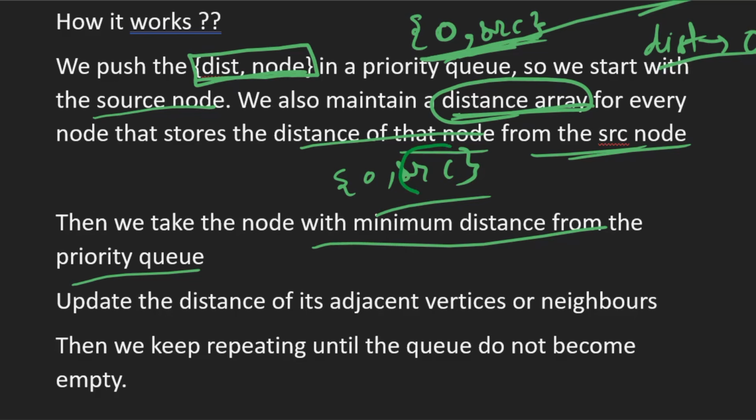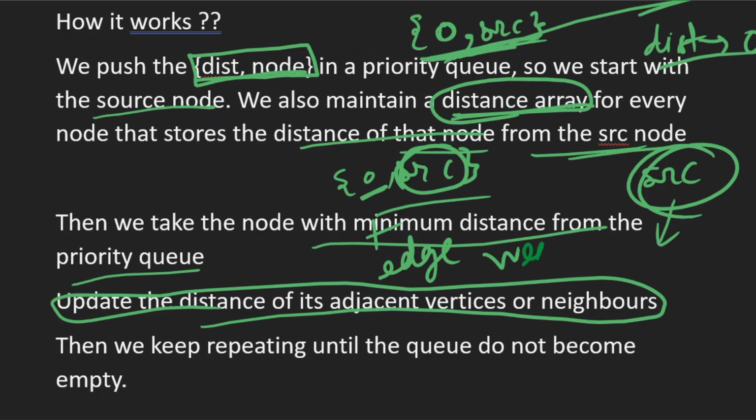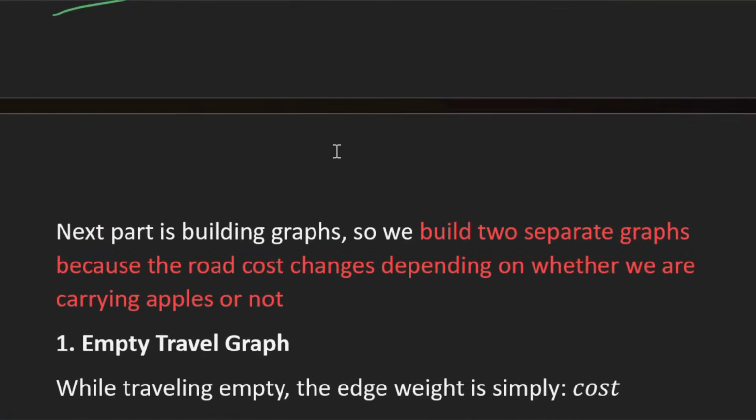Then we update the distance of all the adjacent vertices, or all the neighbors, of the source node, that is the current distance plus the edge weights, right? And then push those neighbors in the priority queue pq. And then we keep repeating the same thing until our queue becomes empty. We keep doing the same thing, right? So this is Dijkstra algorithm.